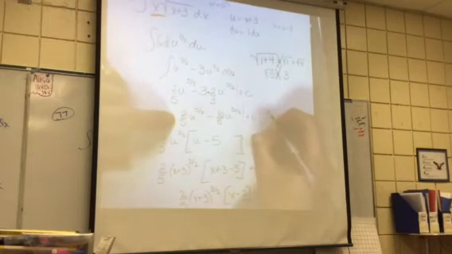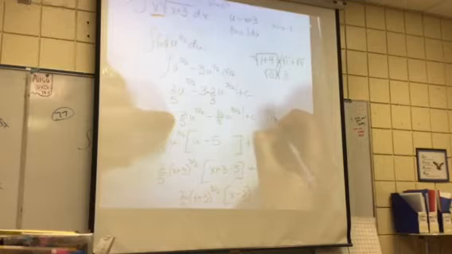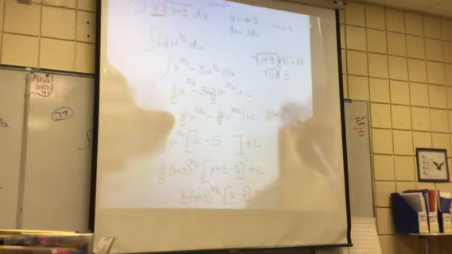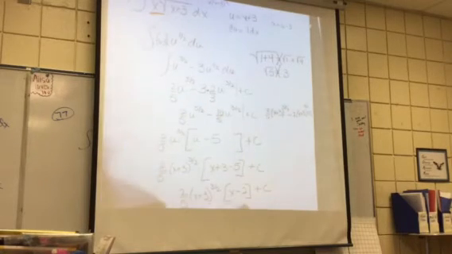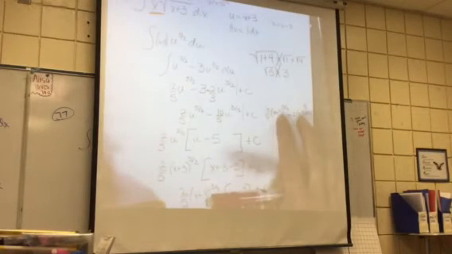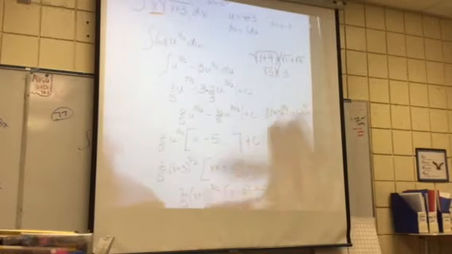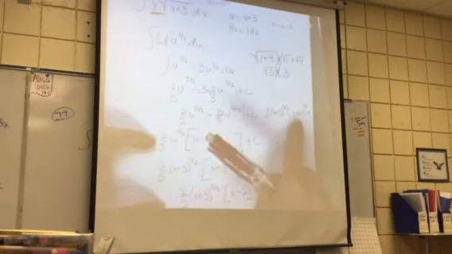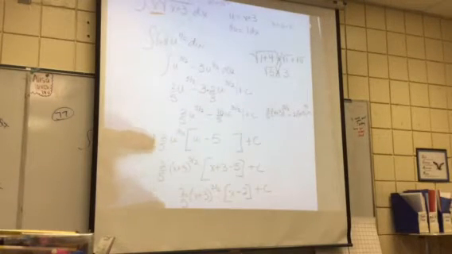Why can't you leave it at the 2/5 u to the 5/2 minus 2 u to the 3/2 plus c? Because that's a pretty complicated answer when you go back and put in your x's. And this is more simplified. This is just factored form. They do have those common factors, so you would want to factor them out. And it's just simpler to do it with u's before you change them over to the x plus 3's. Okay.